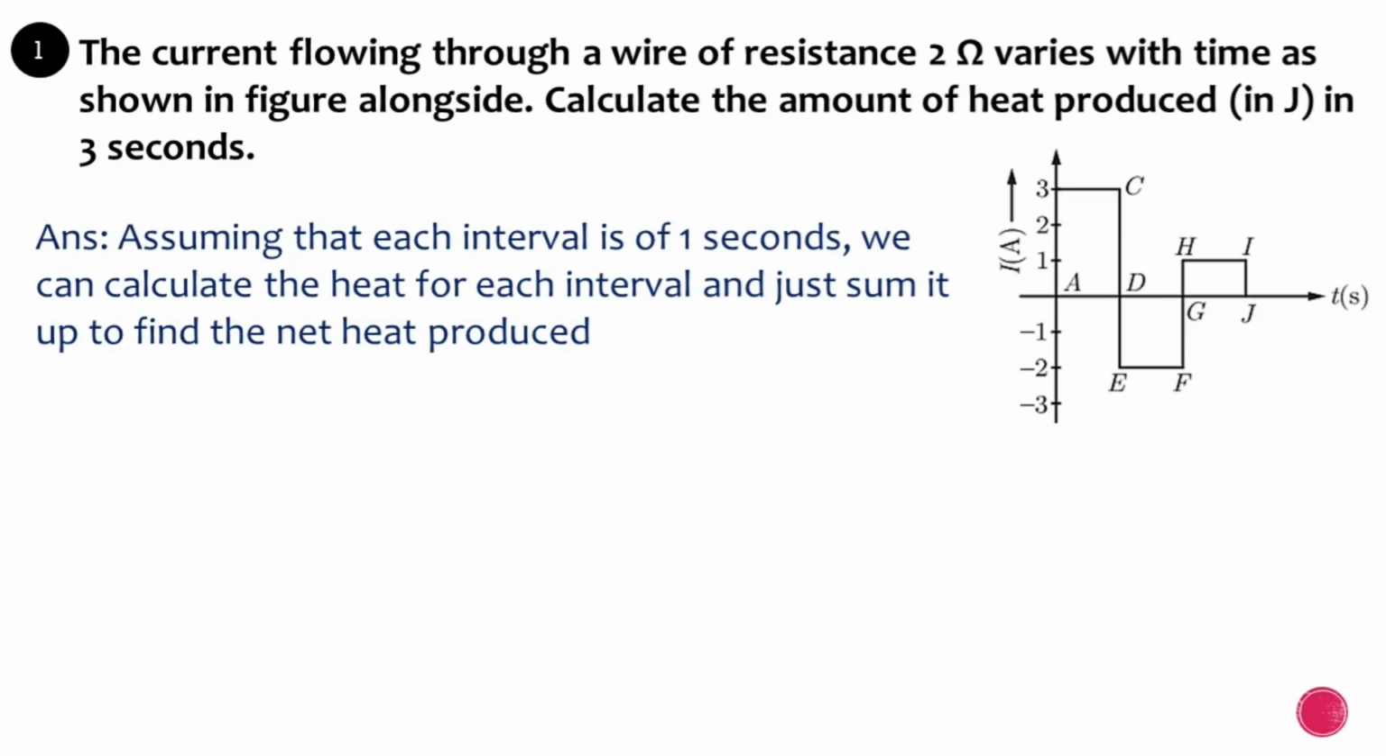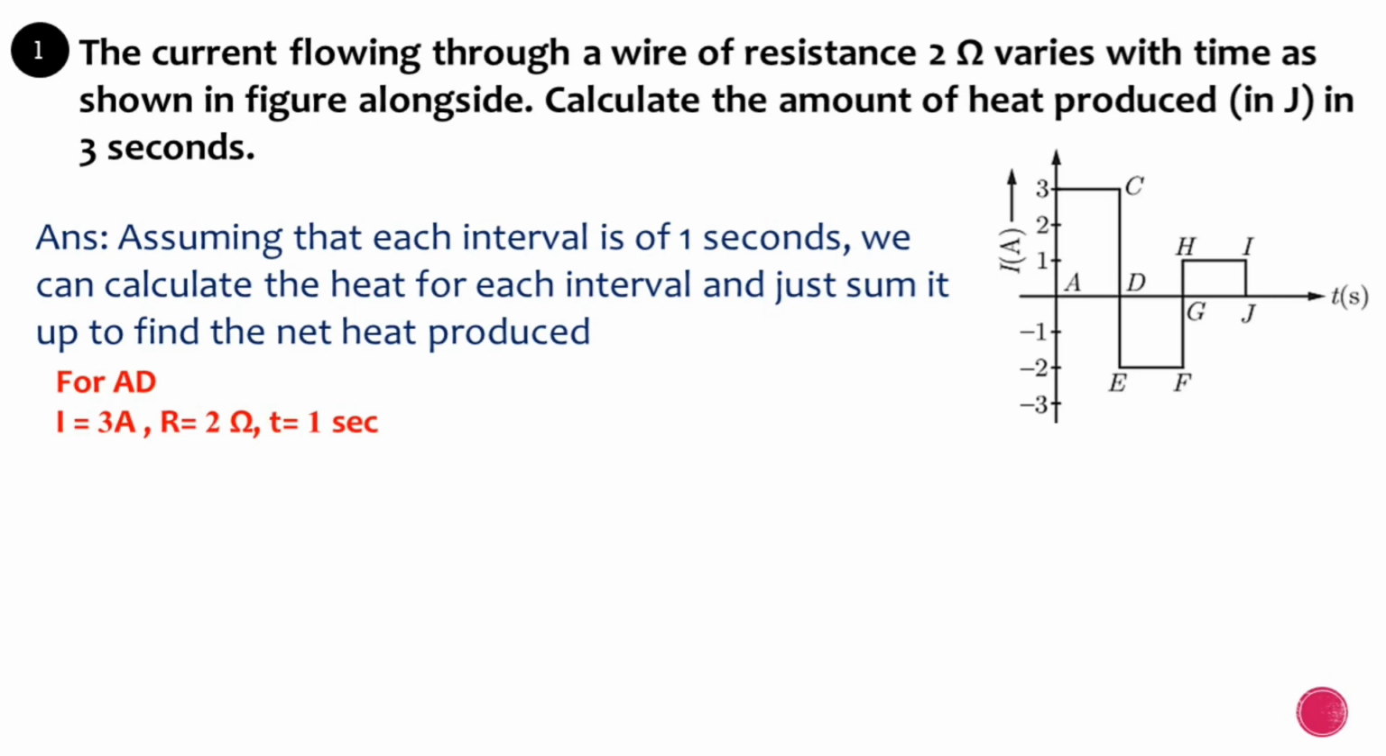So we can calculate the heat for each 1 second and just sum it up to find the net heat produced in this resistance wire of 2 ohm. So we need to find the heat produced in the graphical sections of AD, DG and GJ. For AD, the current is 3 ampere, resistance is 2 ohm and time is 1 second.